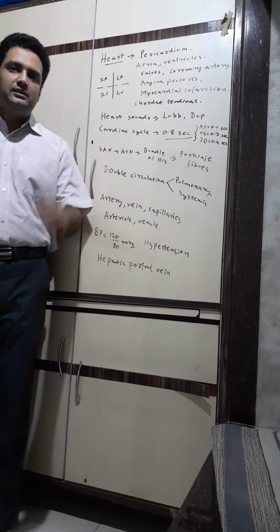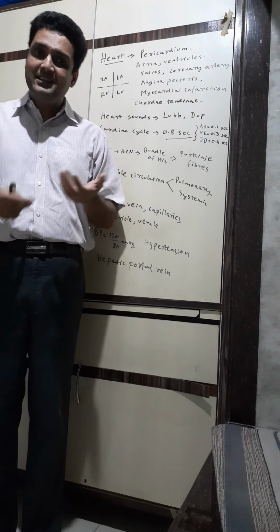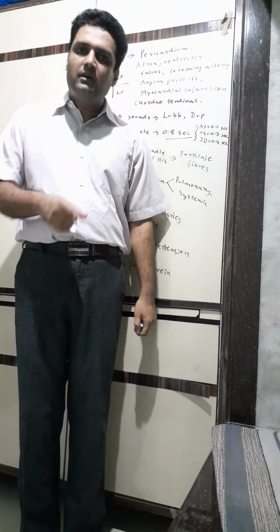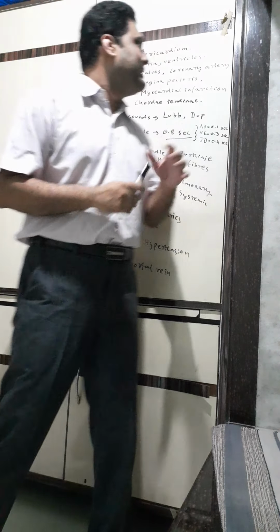Okay, children, now the third part of the circulatory system. We are going to do the heart. Heart is a pumping organ. Children, remember the location of the heart. It is in the thoracic cavity, between the two lungs. That is the location of the heart.